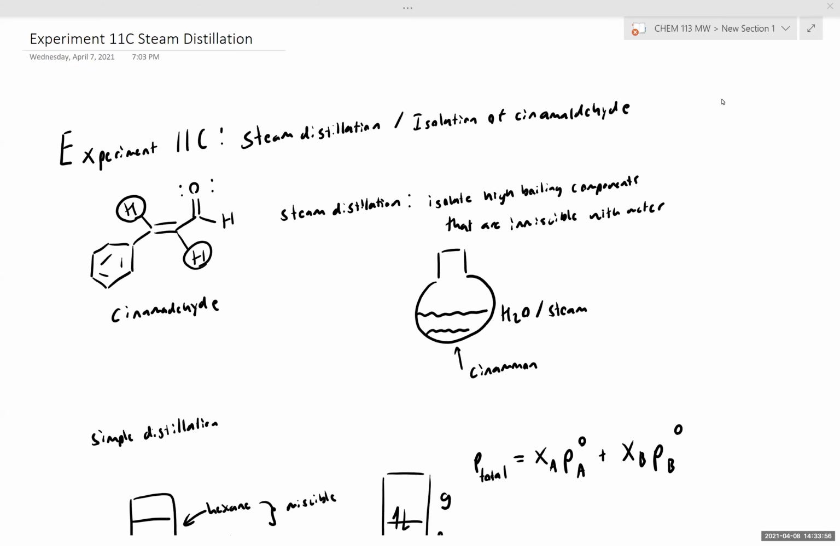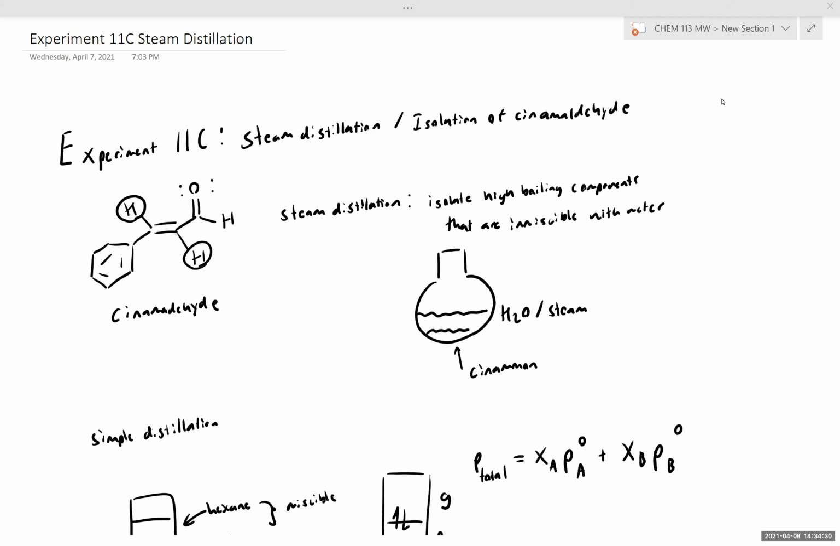So today we'll be looking at experiment 11C, steam distillation and the isolation of cinnamaldehyde. Cinnamaldehyde, as shown in the structure here, is the principal aromatic component of cinnamon. It's often responsible for the characteristic smell of cinnamon. And in order to isolate cinnamaldehyde in its pure form, we're going to be isolating cinnamaldehyde via steam distillation.